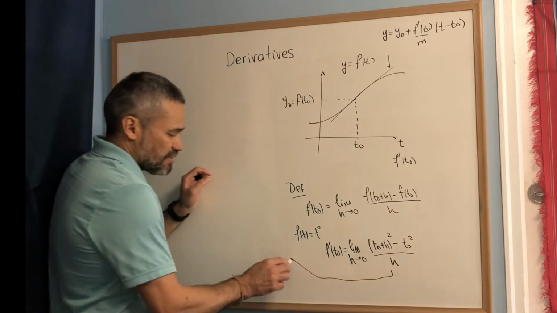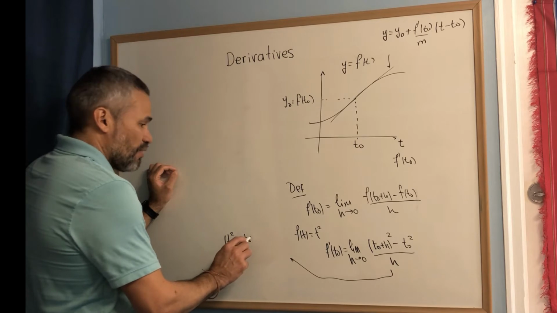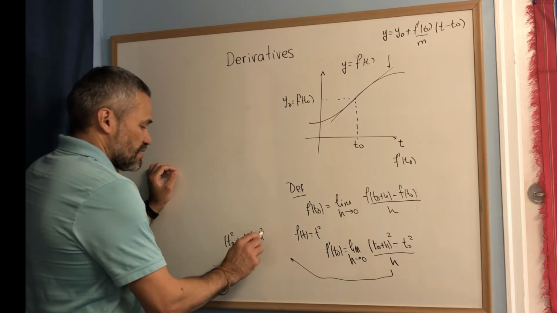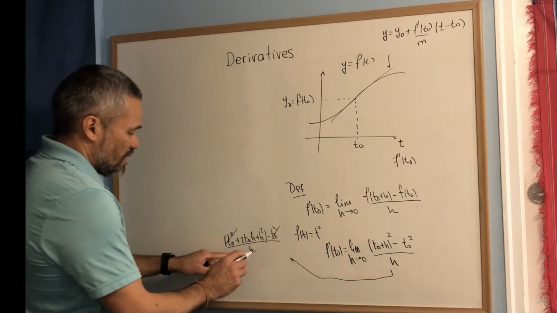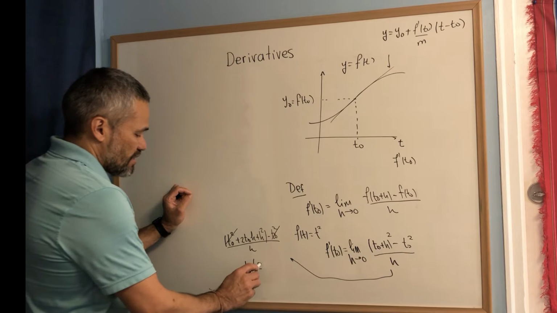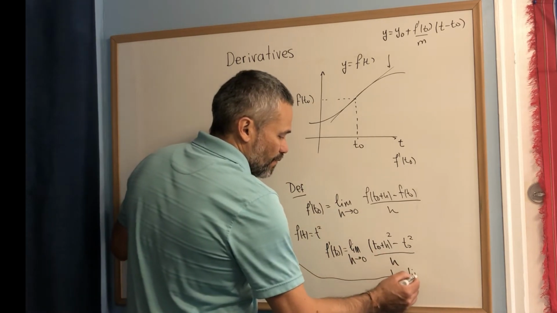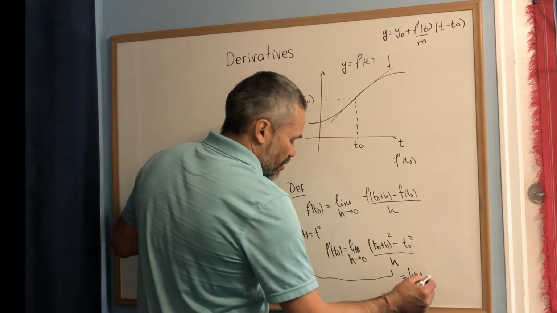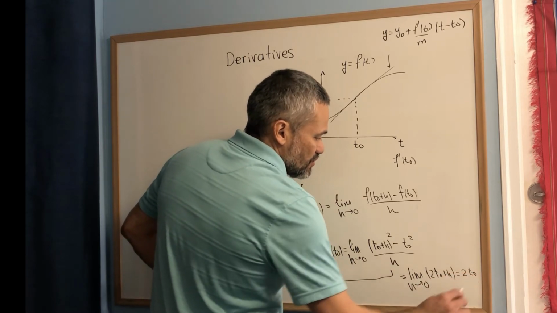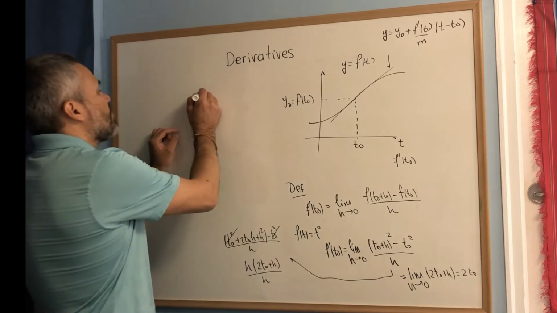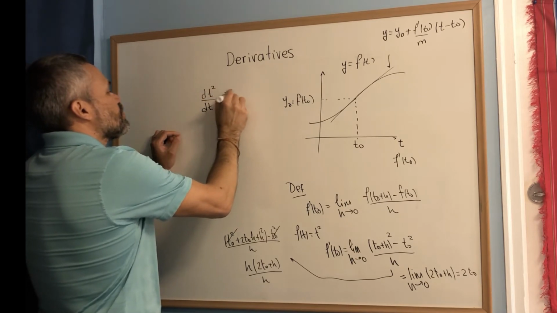And this expression reduces to t sub 0 squared plus 2 times t sub 0 times h plus h squared minus t sub 0 squared over h, but these two cancel out, and here we can factor an h and get h times 2 t sub 0 plus h over h. That means that this is the limit when h goes to 0 of 2 times t sub 0 plus h, and when h goes to 0, this goes to 2 times t sub 0. That means that we write that the derivative of the function t squared with respect to t is just 2t.